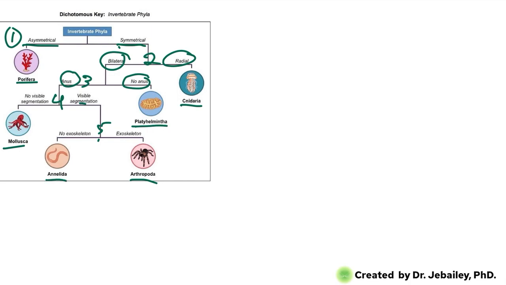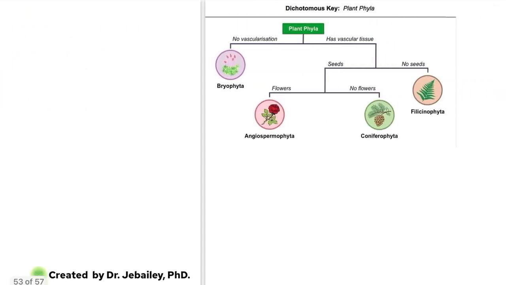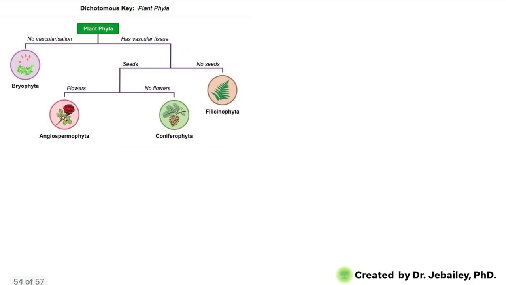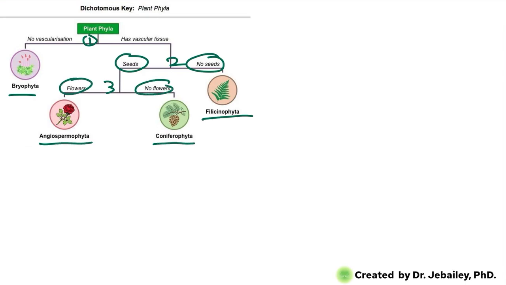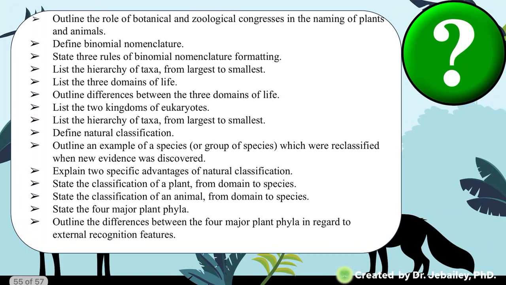So that means you can build up the dichotomous key. Here you can also do it with the plants. So for example, first you're going to say if you have no vascularization, you're Bryophyta. If you do, then you go to number 2. If you have no seeds, you're a fern phylum. If you have seeds, go to number 3. If you have no flowers, you're coniferous. If you have flowers, you're Angiospermae. So you can see it's very easy to build once you have this key right here. So this is pretty much how the dichotomous key is built and how you can read it.